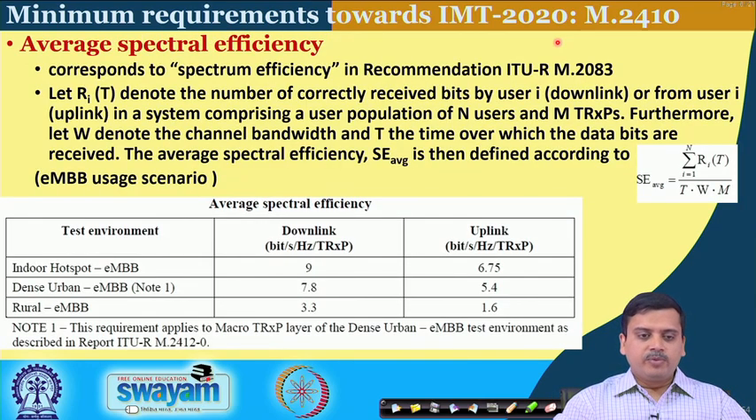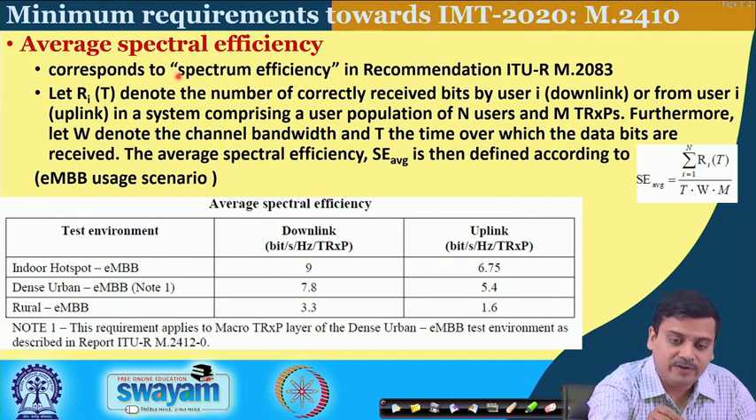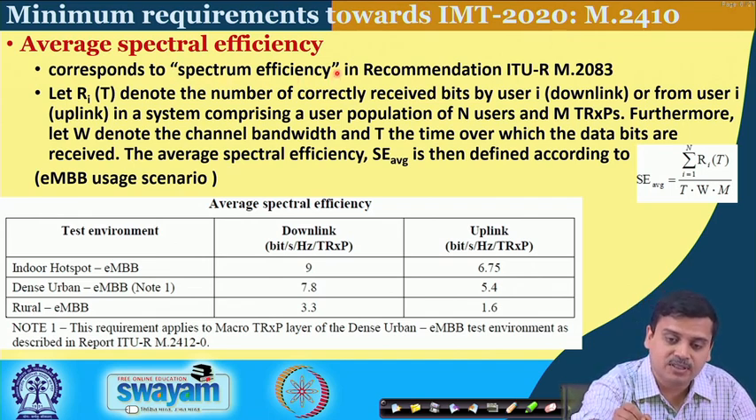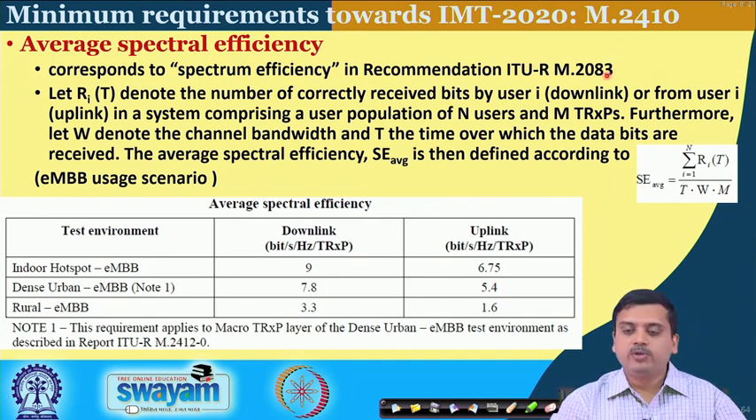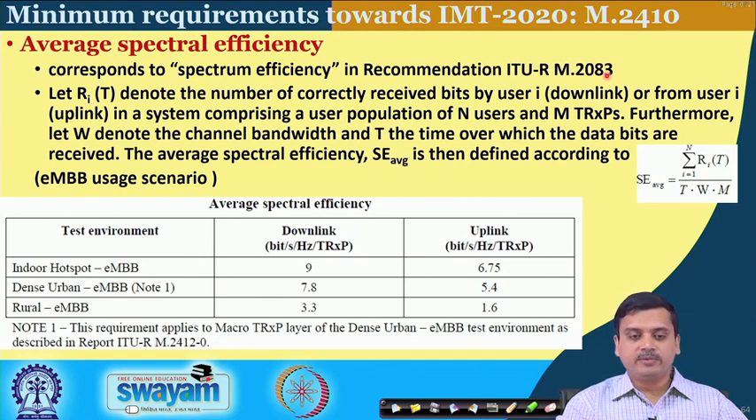Then the next important term is the average spectral efficiency. This average spectral efficiency corresponds to the definition of spectrum efficiency, within quotes, as it has been given in M.2083. You could refer to M.2083 and see the definition of spectrum efficiency, which is basically the average spectral efficiency in this case.